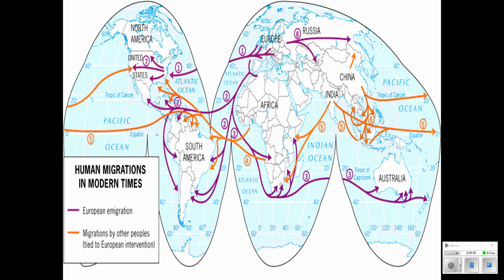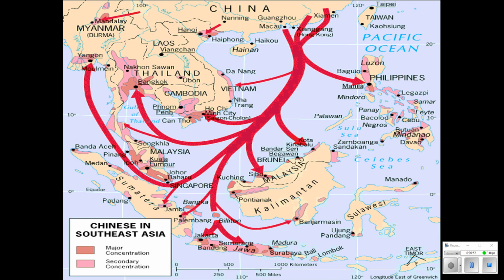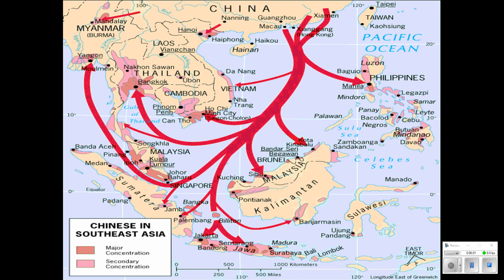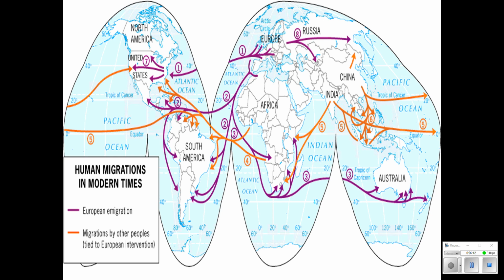From China, number 6, and this is where I'm going to zoom in on the next map. The number 6 trend here is basically just highlighted on this map, going into places like Malaysia, Vietnam, Singapore. One-third of Singapore's population is ethnically Chinese. So that's number 6. And then, of course, you see 7 and 8.